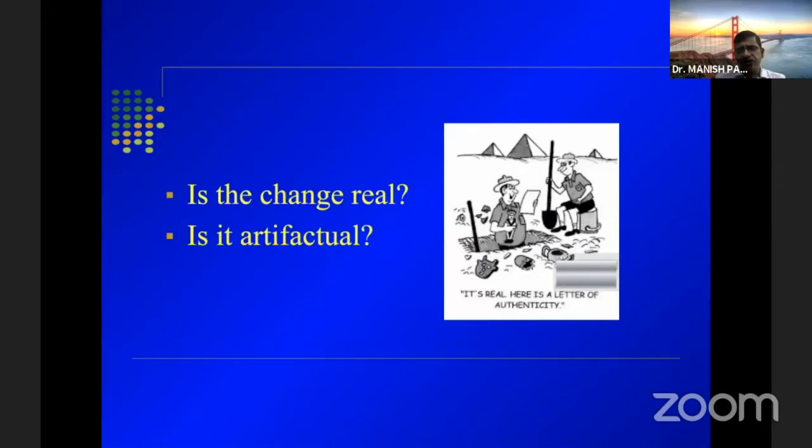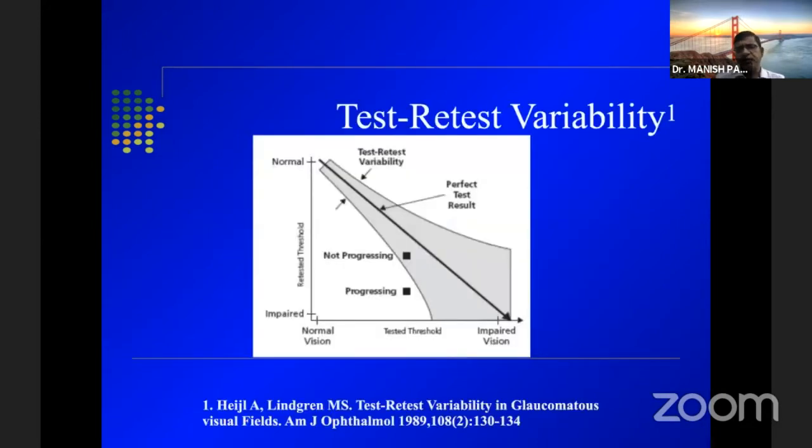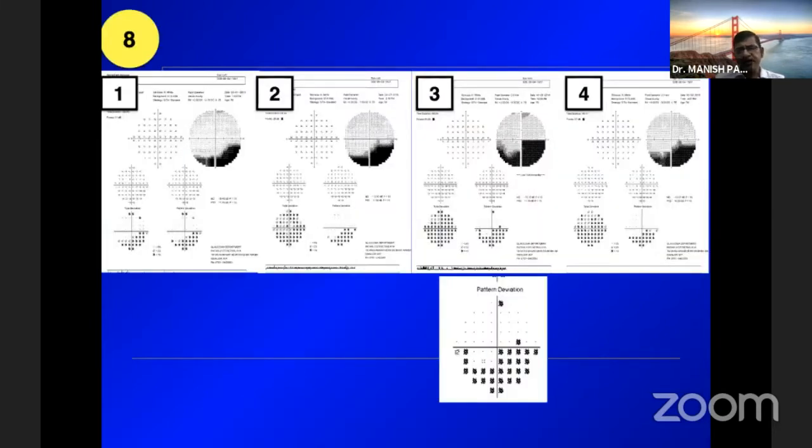And whatever change we see, we have to find out whether the change is real or artifactual, whether the change is actually there in the patient or not. Because there is something called retest variability, which is there in visual fields. And the number of times you repeat that test, there may be a certain amount of variability, especially in patients with advanced glaucomas. Take this example of a patient in which serial visual fields have been done.